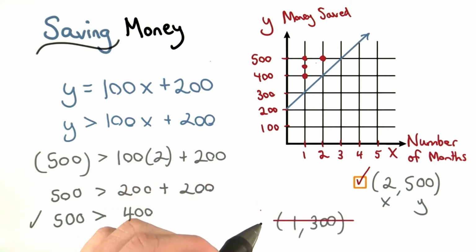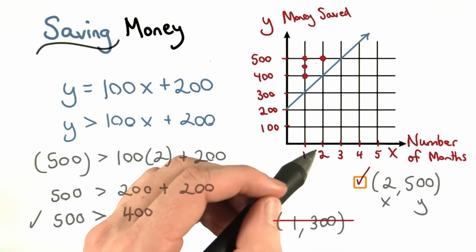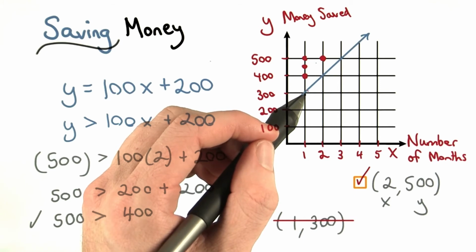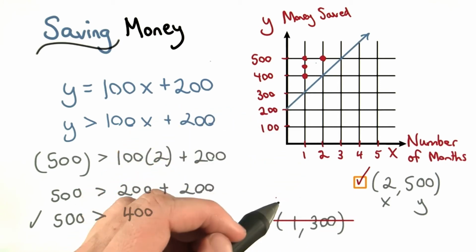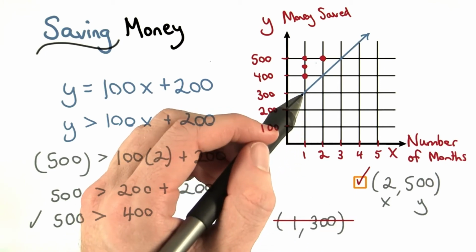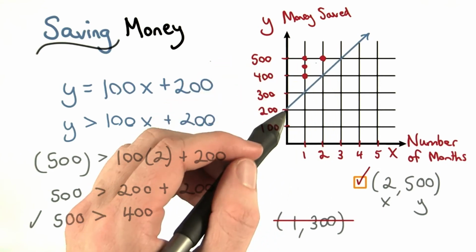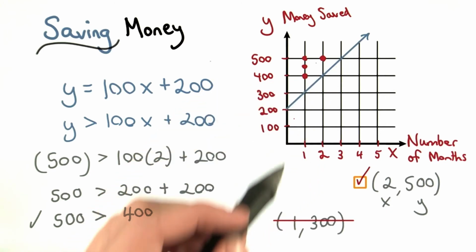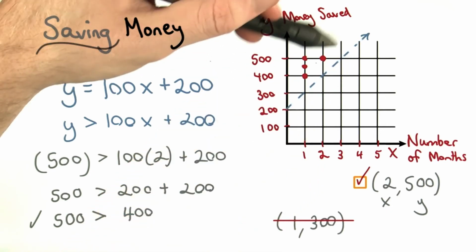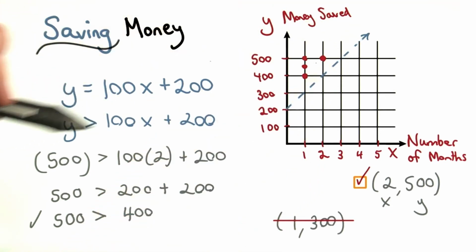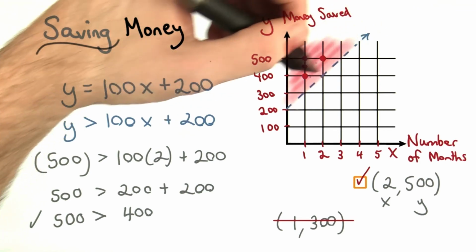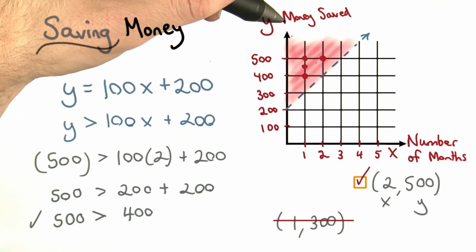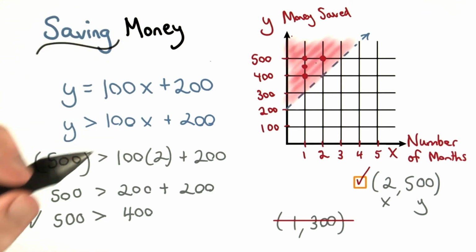Also, remember from before, we said that (1, 300) couldn't be a point for our inequality. We didn't save more than $100 per month. So I need some way to represent that on the line. I can't actually include the points on the line, so I'm going to use a dashed line to exclude them. We know any of the points above this line satisfy our inequality. This shaded region up above would represent every instance when we saved more than $100 in a month.